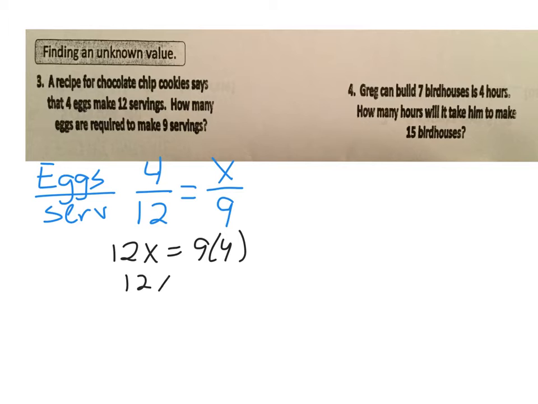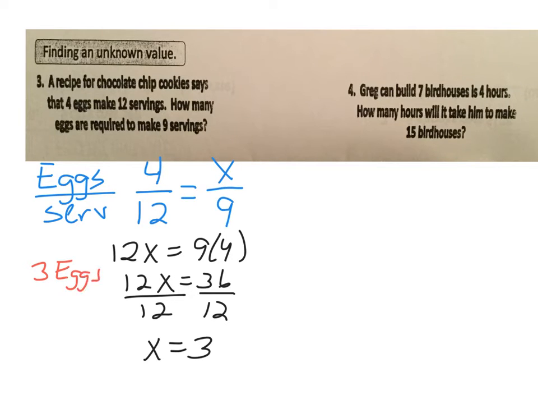You know 9 times 4 is 36. So you divide off that 12 and you get x equals 3. So your final answer is 3 eggs for 9 servings. Write the whole thing out.